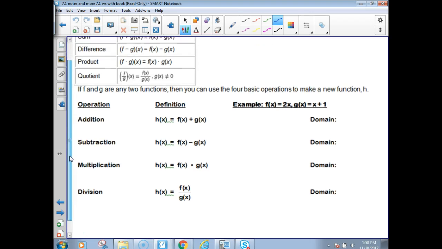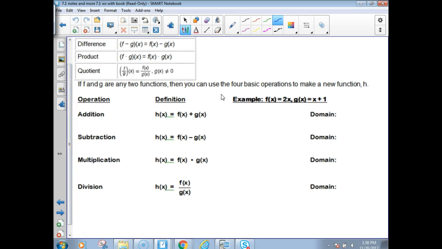All right, so examples. If f and g are any two functions, then you can use the four basic operations to make a new function, h. So for addition, again, you're just adding. If you have f of x is 2x and g of x is x plus 1, the h of x would be 2x plus x plus 1, which you would simplify to h of x is 3x plus 1. What is the domain of that function? The original functions both had domains of negative infinity to infinity. They're just lines. And this one's a line too, so its domain is also negative infinity to infinity.